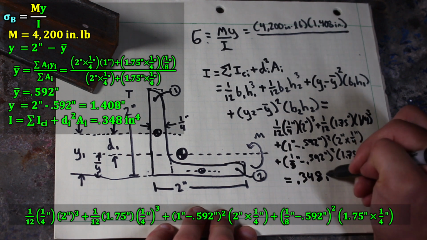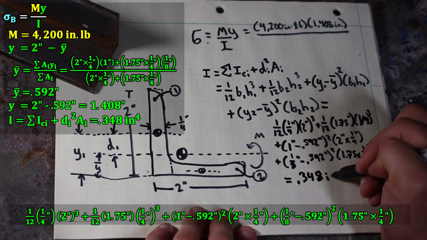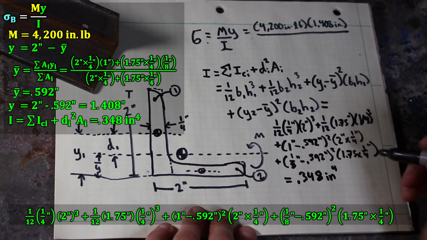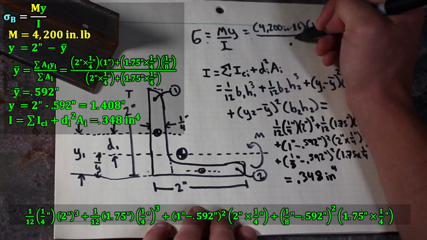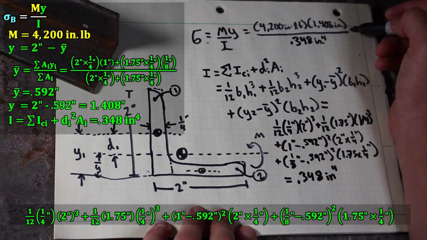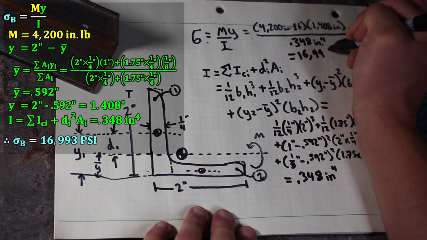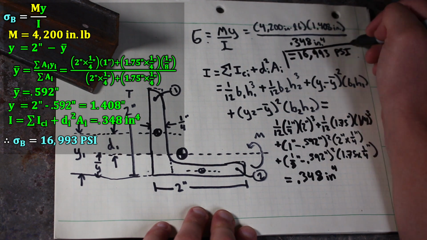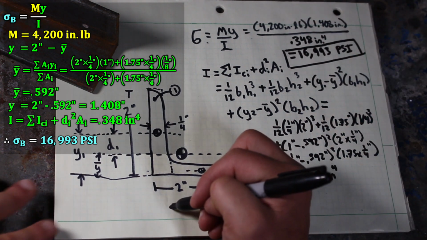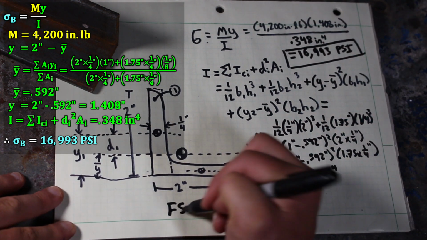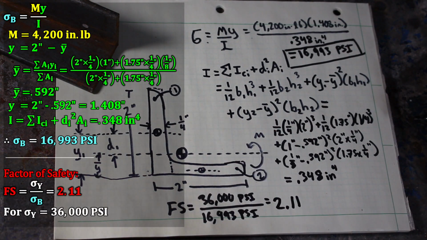So plugging and chugging, we get 0.348 quartic inches, or inches to the fourth. And so that means that our normal stress due to bending in the angle is 16,993 psi. Assuming A36 steel from earlier, that makes our factor of safety 2.11, which is safe.